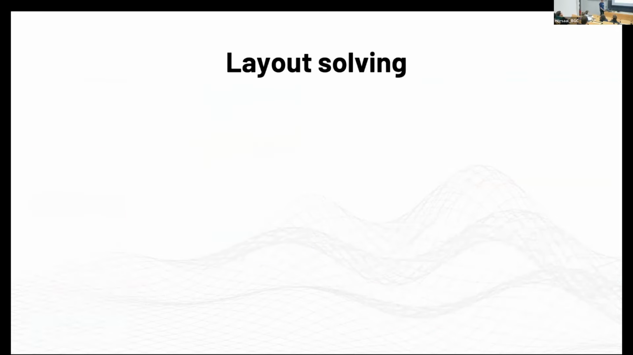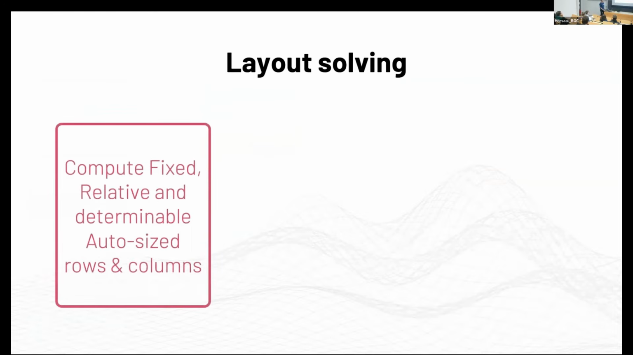Okay, so then about the layout solving, just roughly how does it work? So first of all, the algorithm goes through the columns and through the rows, and each of the columns and the rows has its own size attribute. And there are different modes of these sizes. So, for example, you can have a fixed size. You can say the column always is supposed to be 100 units wide, or you can say it's supposed to be always 30% of the parent layout. That would be a relative size. And there are also auto-sized rows and columns.